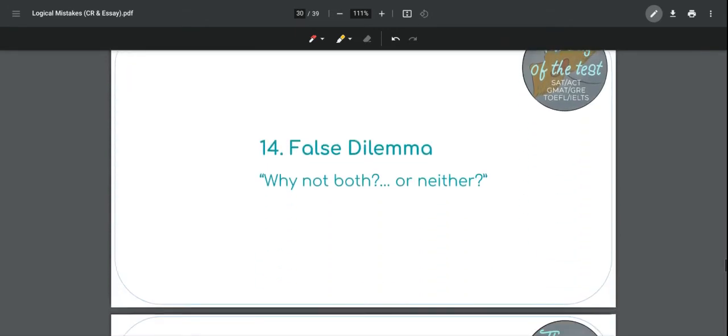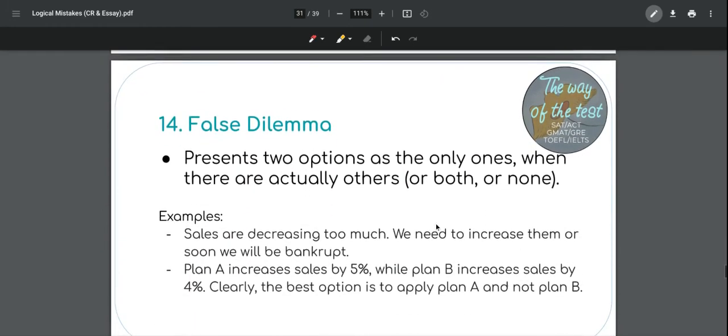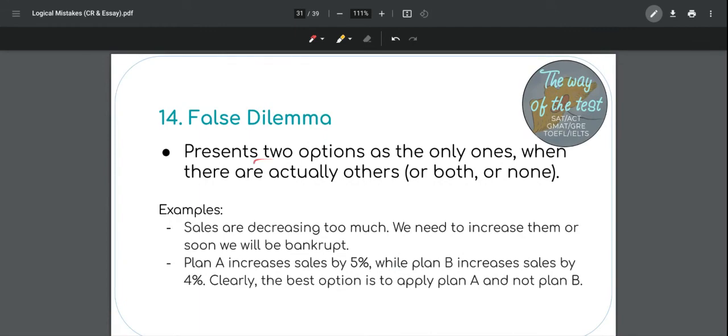Okay, 14th, false dilemma. This is something that happens when they make you think you only have two options, and you fall for it and don't see that you have more options. So why not both or neither? Maybe you have an extra option, or maybe you have the option to have them both, right? So the false dilemma goes like this: they present two options as the only ones, and there actually are other options, or both, or none.